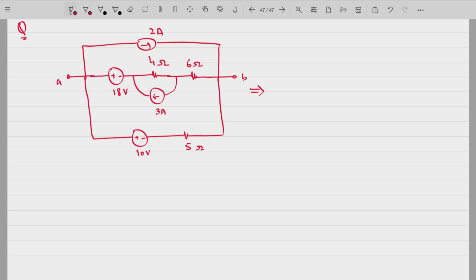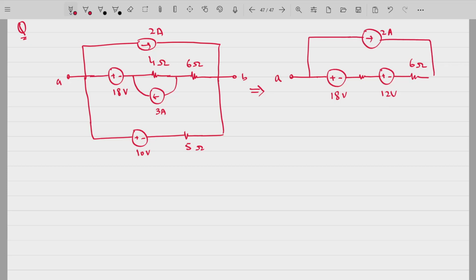Once we use the source transformation, बीच में ये प्लस माइनस 18 वोल्ट से 3 amperes in parallel with 4 ohms. तो वोल्टेज सोर्स जो आपकी आएगी यहाँ पे that will be 3 into 4, 12 volts. यहाँ पे आपकी 6 ohms रेजिस्टेंस है. 2 ampere करंट सोर्स.